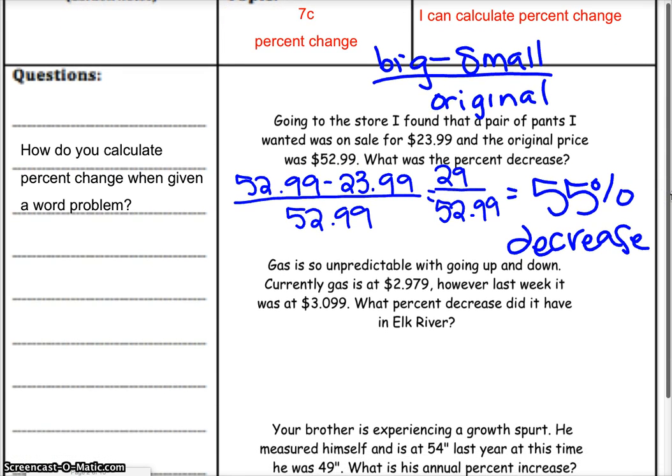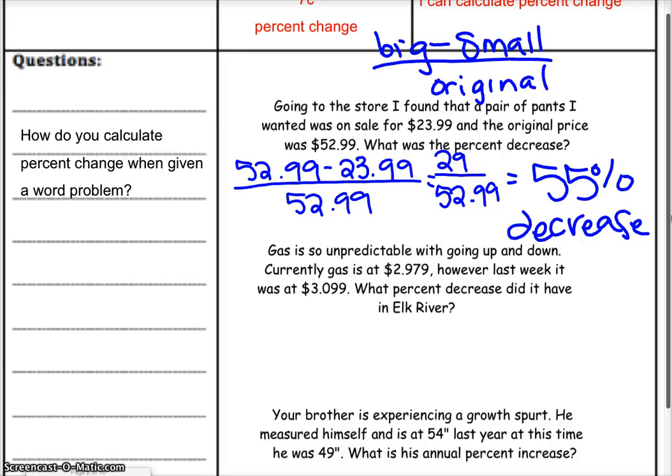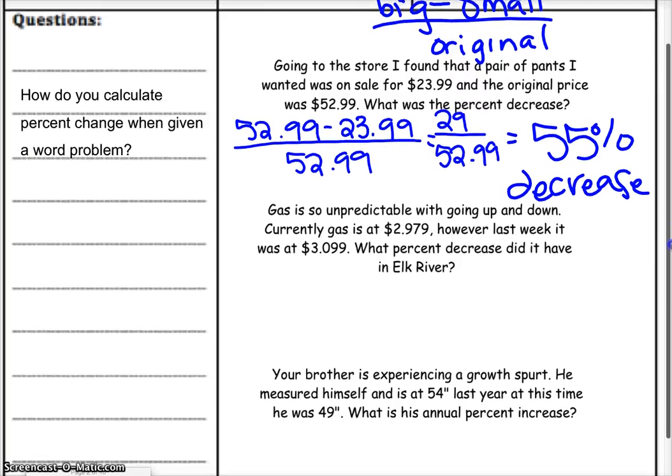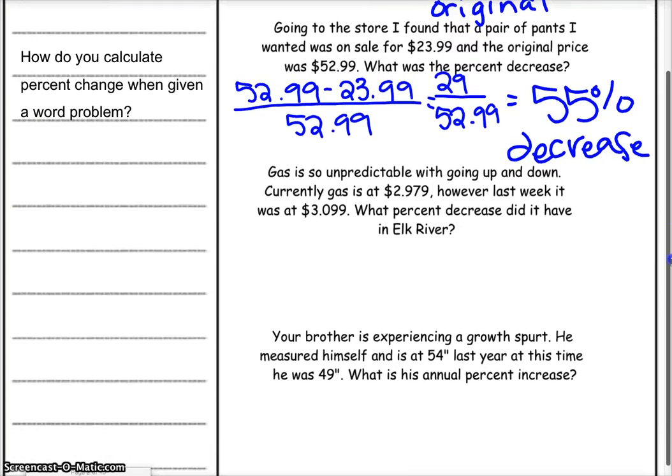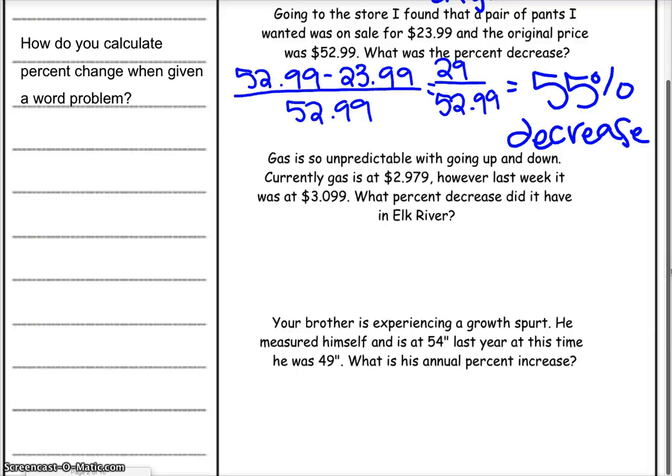That's like going to American Eagle, those of you that are into American Eagle. An average pair of American Eagle pants is like 50 some bucks. If you got it for $23.99, happy day. That would be fun. Wonderful. Who buys $56 pants?